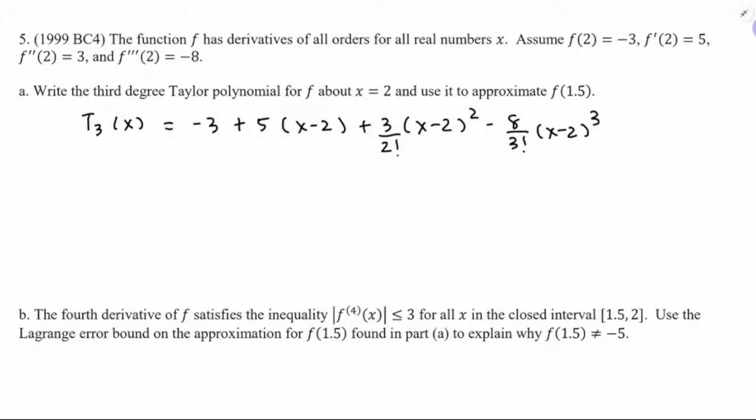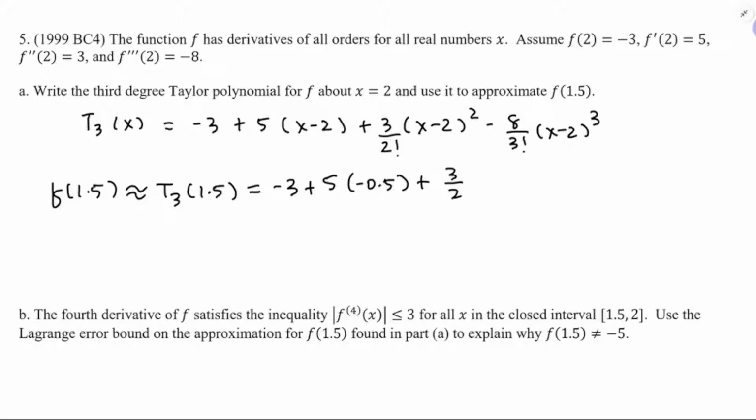Okay, then we're going to use that to approximate f of 1.5. So f of 1.5 is going to be approximately equal to T3 of 1.5, which is equal to -3 plus 5 times 1.5 minus 2, which is -0.5, plus 3 over 2 times -0.5 squared, minus 8 over 6, which is going to be 4 over 3, times -0.5 to the 3. And we're not going to be wanting to compute that. Okay, that's just going to be where we'll stop.